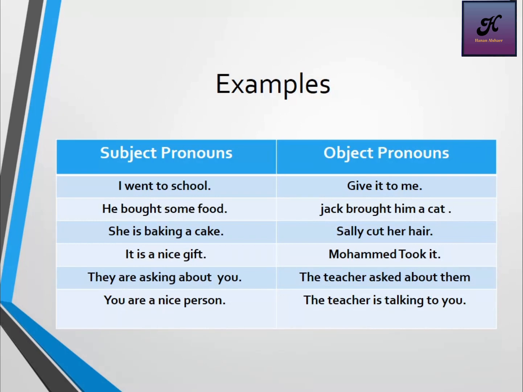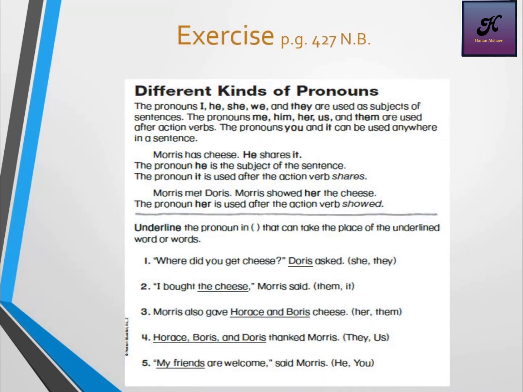Okay, let's take some exercise on that, shall we? Yes, open your books on page 427 in your notebook. As you can see, we have here the rule of the pronouns. Okay, and then we have some exercise on it.